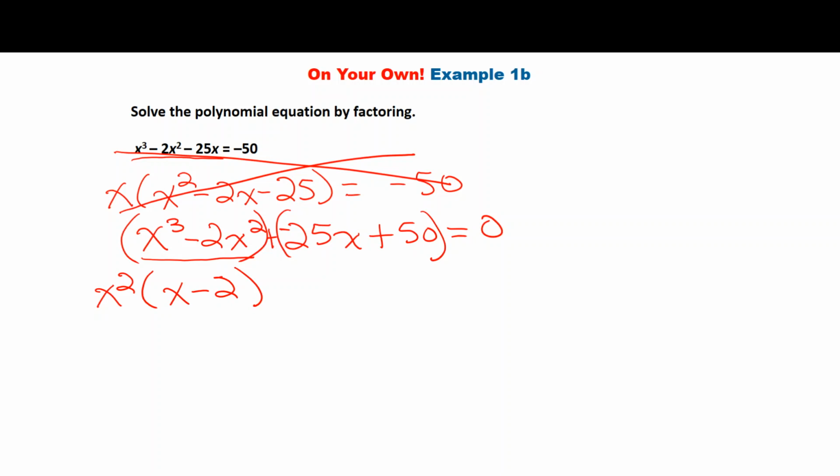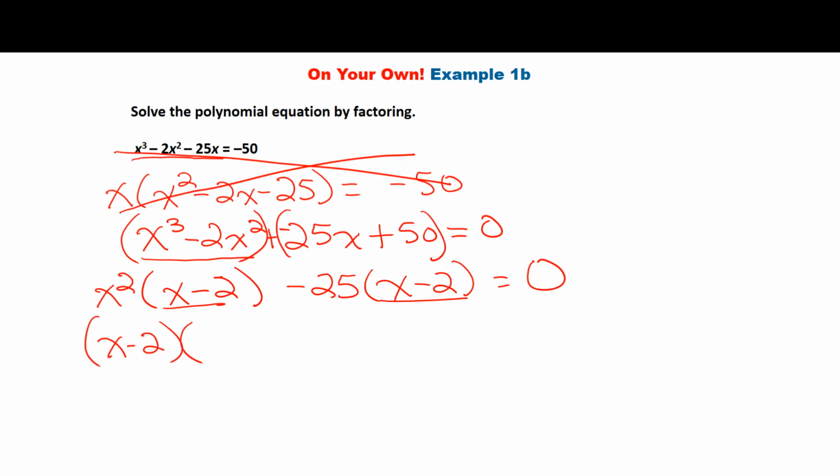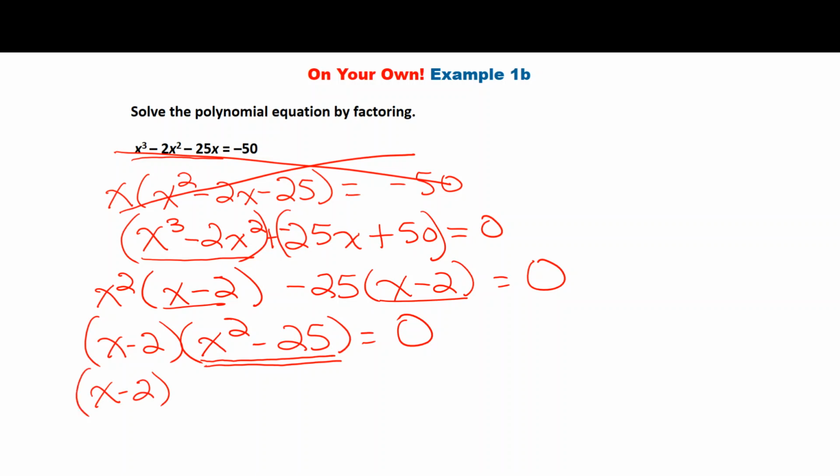And over here, I can see that I can factor out a negative 25x, or just a negative 25, and that's going to leave me with x minus 2 also. And remember, that all equals 0. So now I can actually factor out my x minus 2, and that leaves me with x squared minus 25 equals 0. But I'm not quite finished because remember, look at this. This is the difference of two perfect squares. Okay, so I've got x minus 2, and then x squared minus 25 is the same as x plus 5 and x minus 5. And all that equals 0.